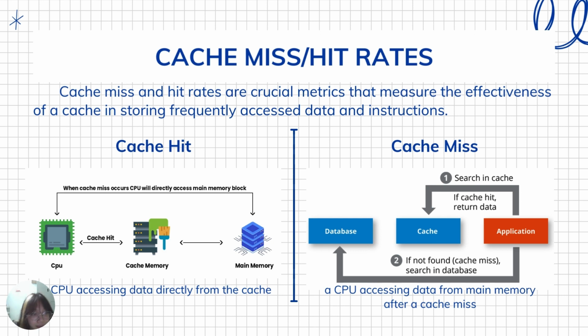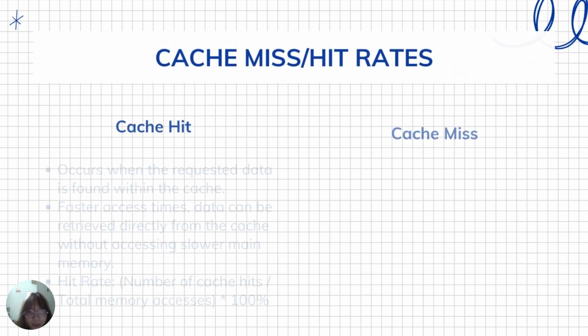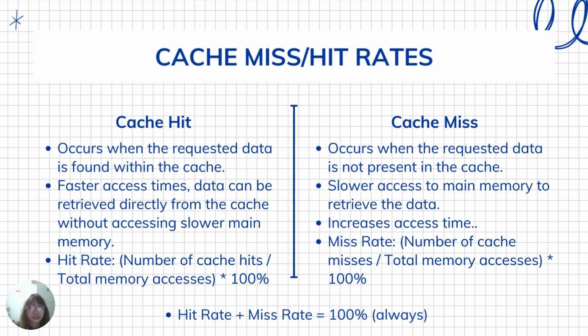On the cache hit, the CPU is accessing the data directly from the cache, and on the cache miss, the CPU is accessing data from the main memory. So there are differences between these two types. The cache hit will occur when the requested data is found within the cache, but the cache miss will occur when the requested data is not present in the cache.